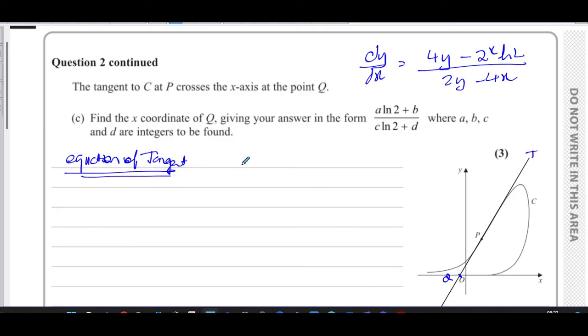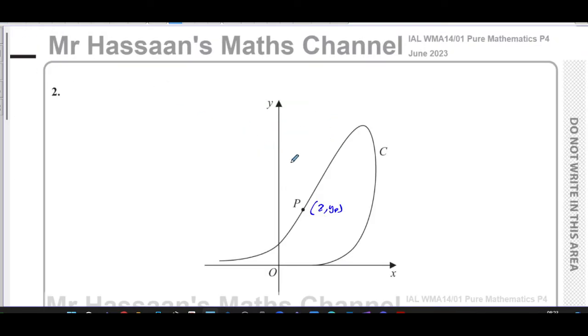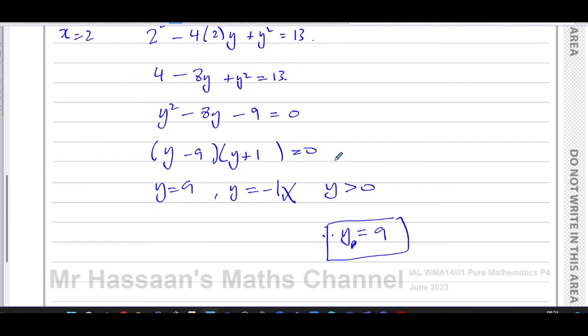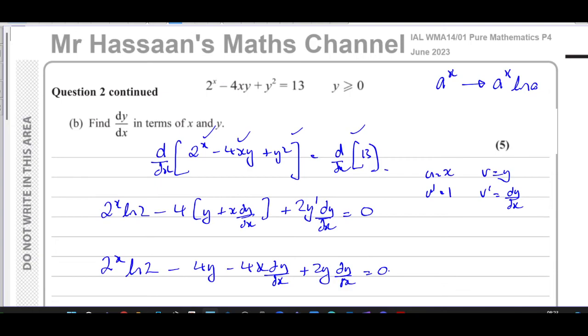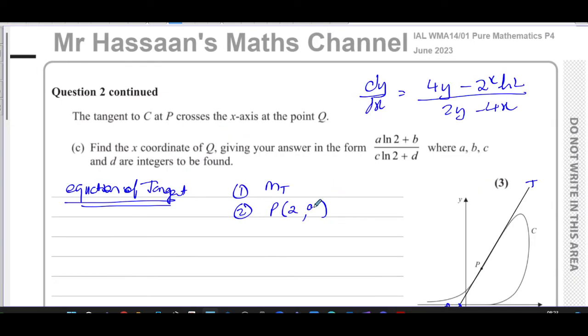So the equation of the tangent requires two things. One, the gradient of the tangent, and two, a point on the curve, which we know it goes through: the point P, and P had the coordinates 2 and, what was the y-coordinate of P? 9. Okay, 2 and 9. So P has the coordinates (2, 9). We found that in part A. So what we need now is the gradient of the tangent at P, that's when x equals 2. So we're going to use our dy/dx, which is the gradient function. This tells us the gradient of this function at any point we want.